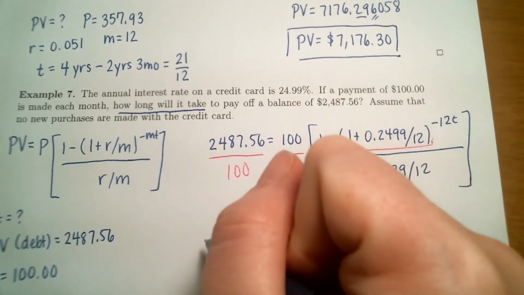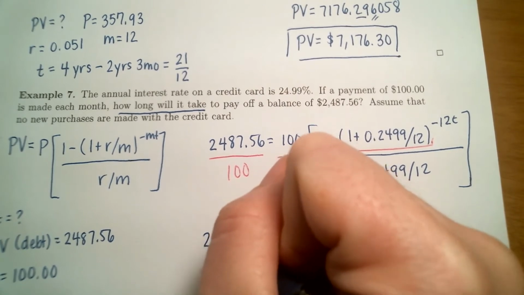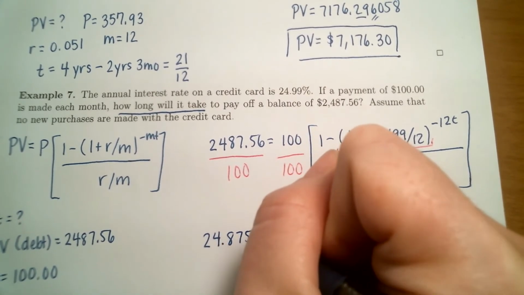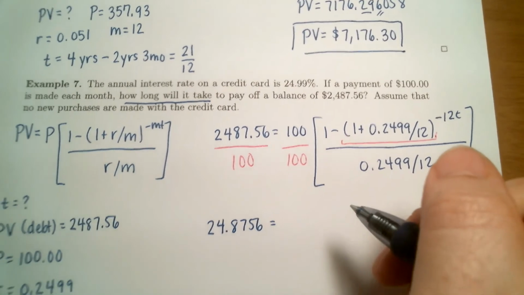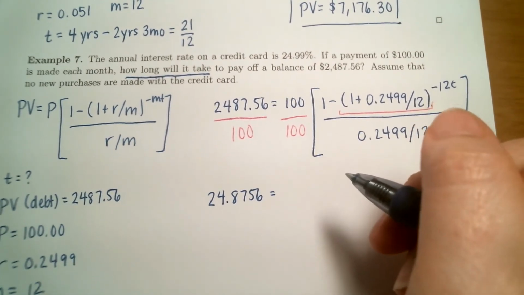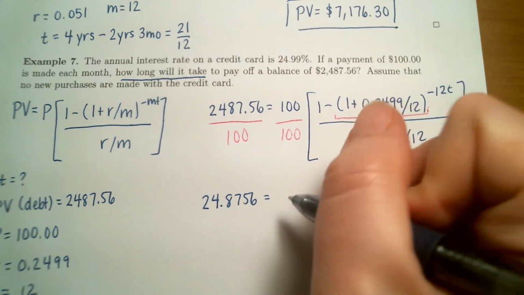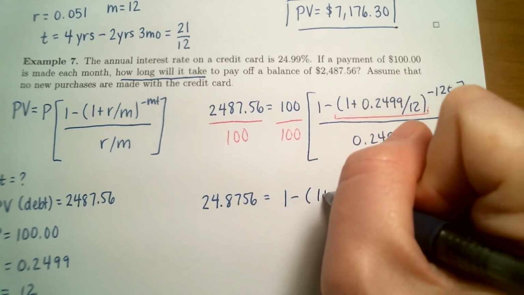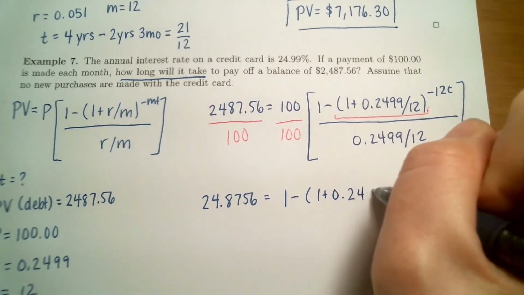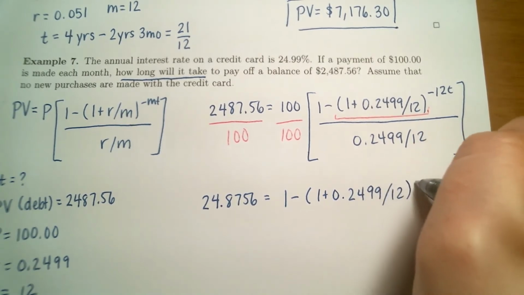Okay, so that's going to give us 24.8756. You have to bring all the digits, okay? You cannot round until the very end. So over here, the 100s are going to cancel, and it's just going to leave you with the stuff inside the brackets.